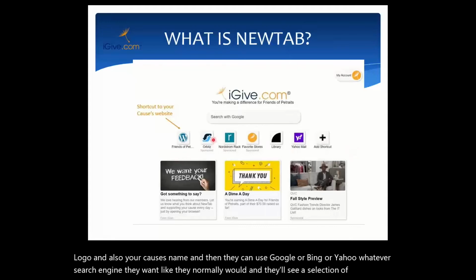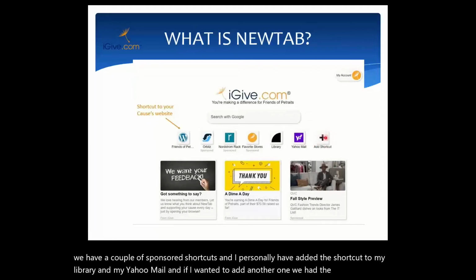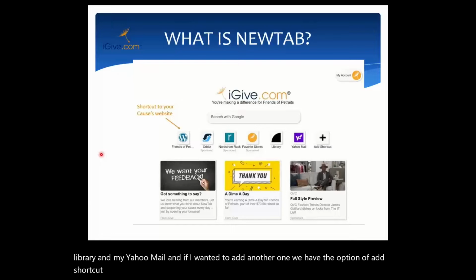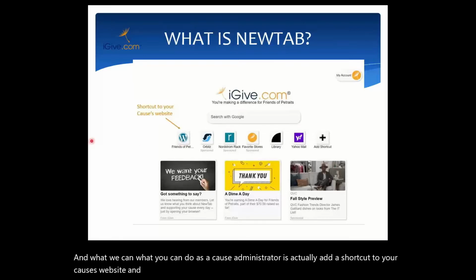So we have a couple of sponsored shortcuts, and I personally have added the shortcut to my library and my Yahoo Mail. And if I wanted to add another one, we have the option of add shortcut here. And what you can do as a cause administrator is actually add a shortcut to your cause's website. And I'm going to show you how to do that.